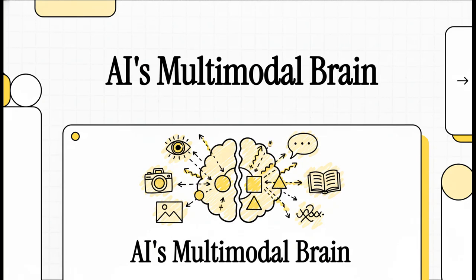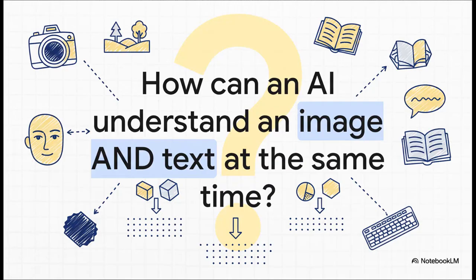Welcome to The Explainer. Today, we're going to dive right into the mind of an AI and tackle a really fascinating question. All right, let's kick things off with a bit of a mystery. You've got a machine, right? And it thinks purely in numbers. So how on earth does it process something visual, like a picture, and something linguistic, like a sentence, at the exact same time? I mean, how does it connect those two totally different worlds?